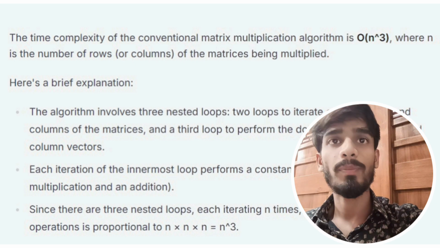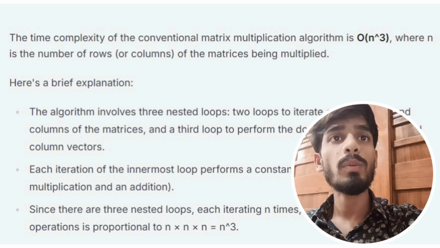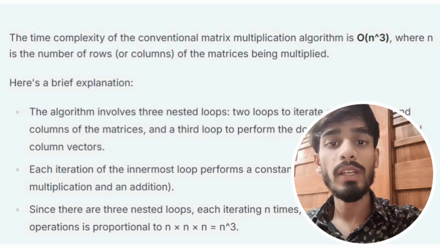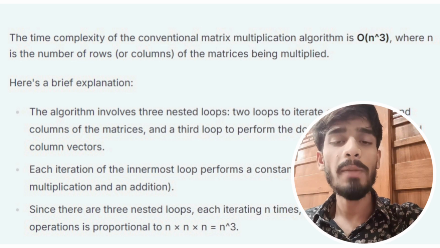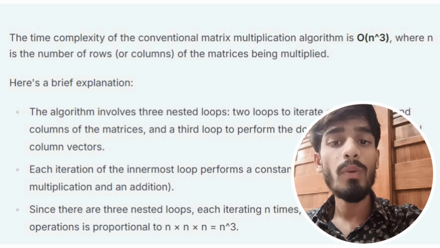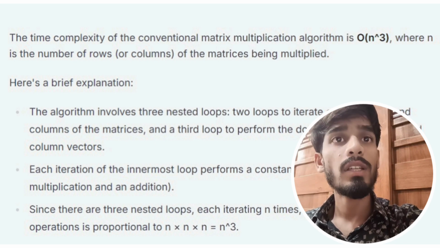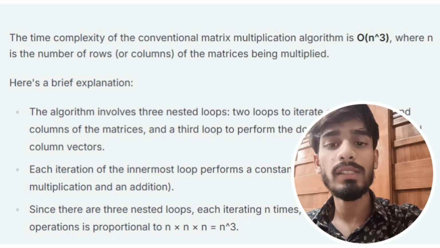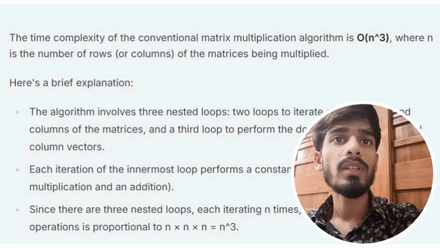Eighth important point, find the time complexity of the conventional matrix multiplication algorithm. The time complexity of the conventional matrix multiplication algorithm is big O of n cube, where n is the number of rows or columns of the matrices being multiplied.